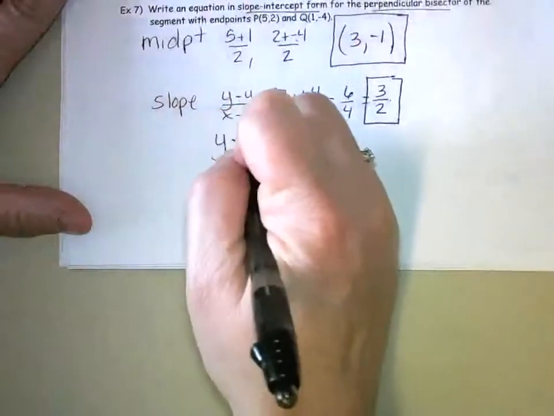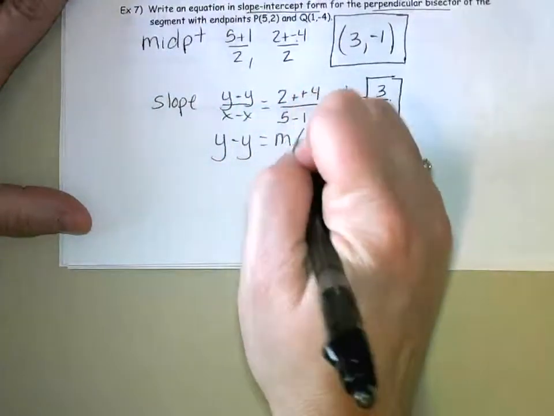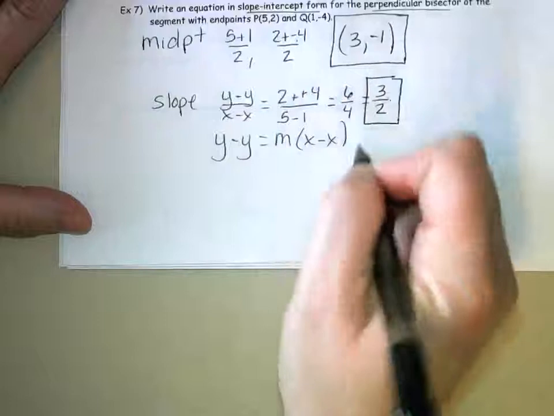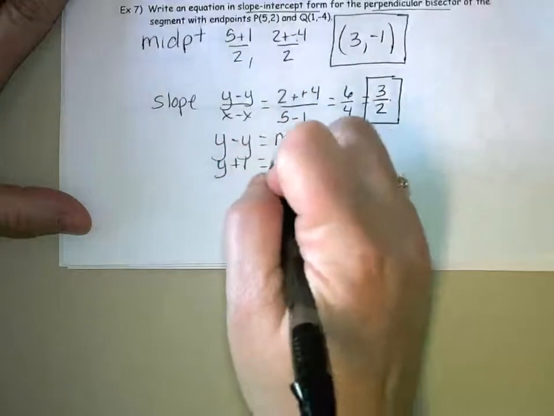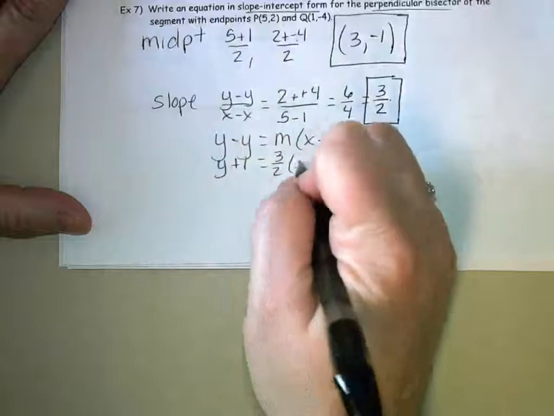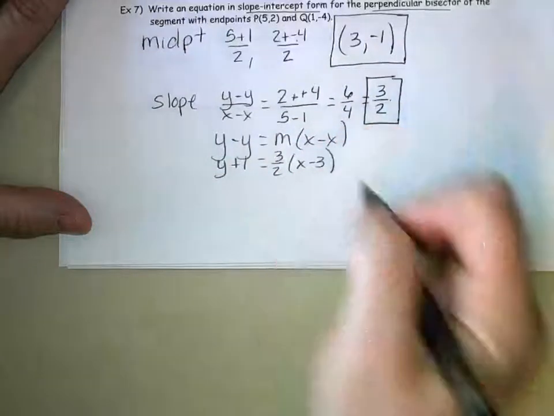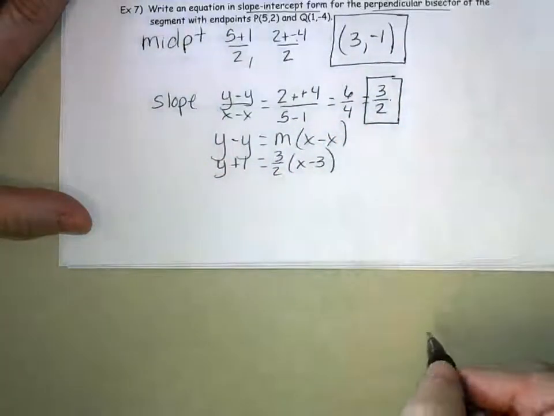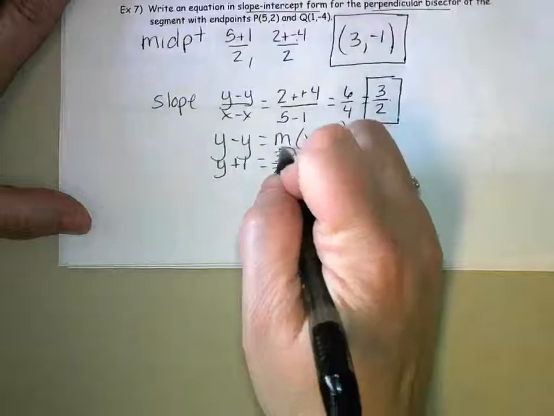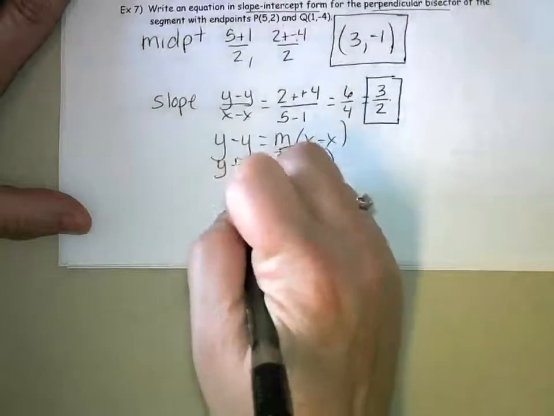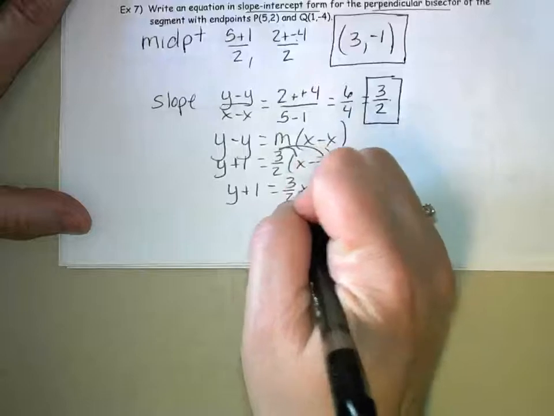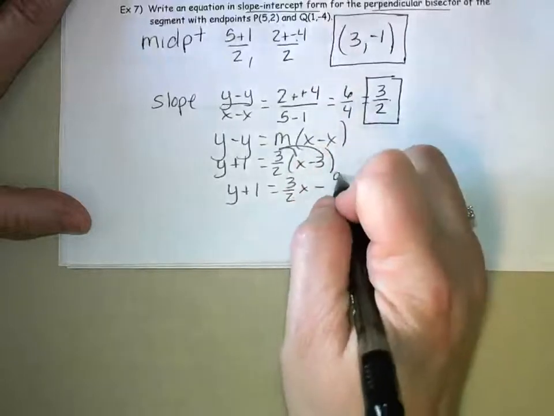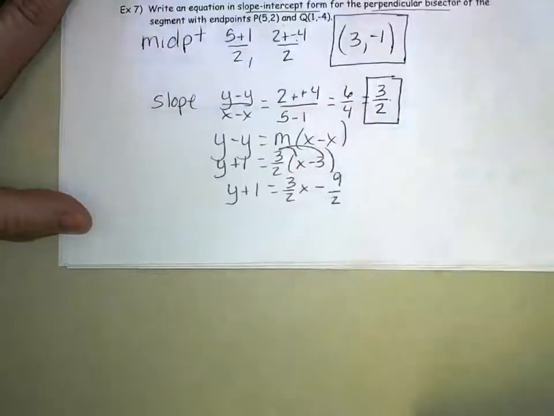We're going to put that point and slope into this form. So that will be y plus 1 equals 3/2 x minus 3. And distributing, that becomes y plus 1 equals 3/2 x minus 9/2.